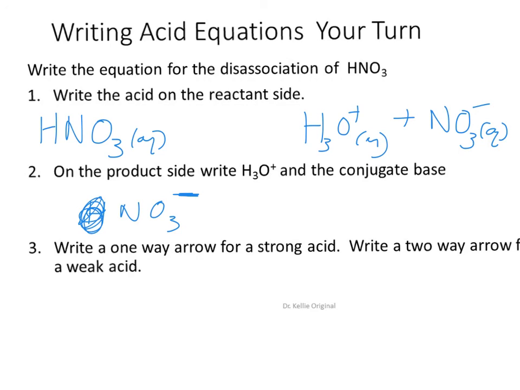Now we need to determine our arrow. Nitric acid is a strong acid. It's one of the 6 acids you've memorized. So you simply write a regular arrow and you place water above it. And there's your acid dissociation reaction.